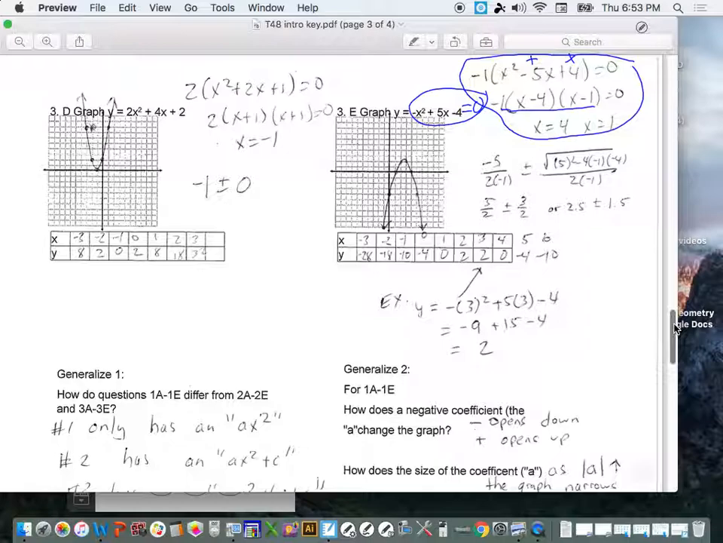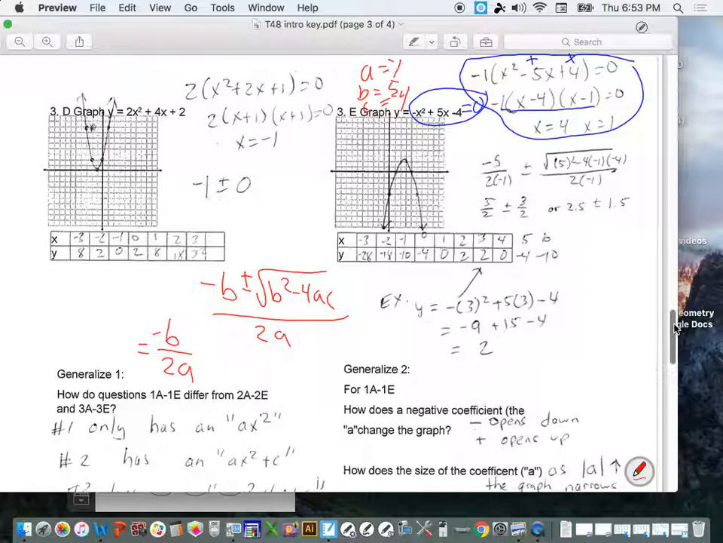The other way I could have solved that quadratic equation is by using the quadratic formula. a equals negative 1, b equals 5, c equals negative 4. I can put that into the quadratic formula, which is negative b plus or minus the square root of b squared minus 4ac, all of that divided by 2a. But you'll notice in my work here, I actually split them up and gave them each their own denominator. So I thought of it as negative b over 2a plus or minus the square root of b squared minus 4ac all over 2a.